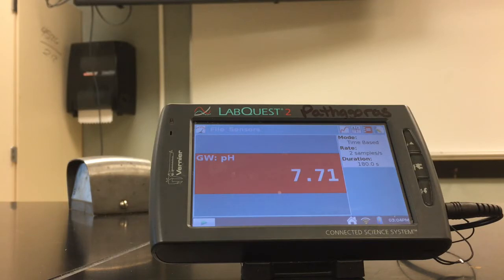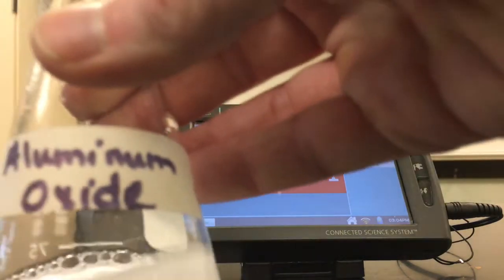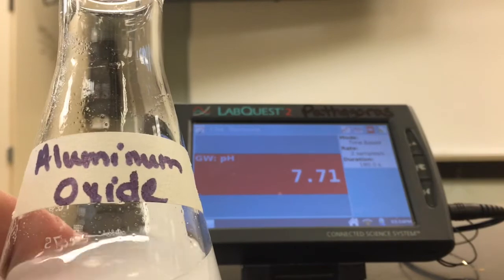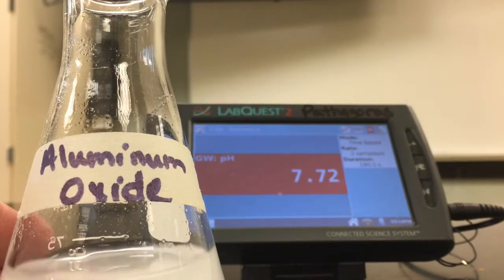So I'm going to put the pH meter into each of these oxides of these elements, and we'll be able to read the pH on the screen there. Okay, so here's the aluminum.